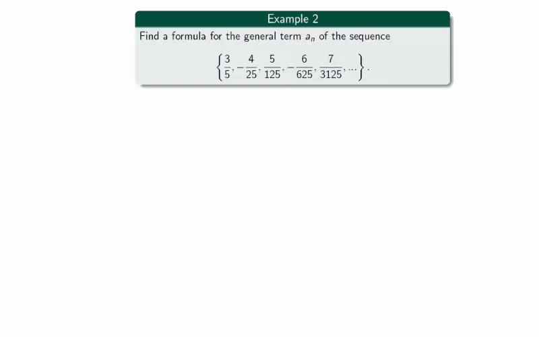Find a formula for the general term an of the sequence 3/5, -4/25, 5 divided by 125, -6 divided by 625, 7 divided by 3125, etc. Note that this is just an exercise in pattern recognition.